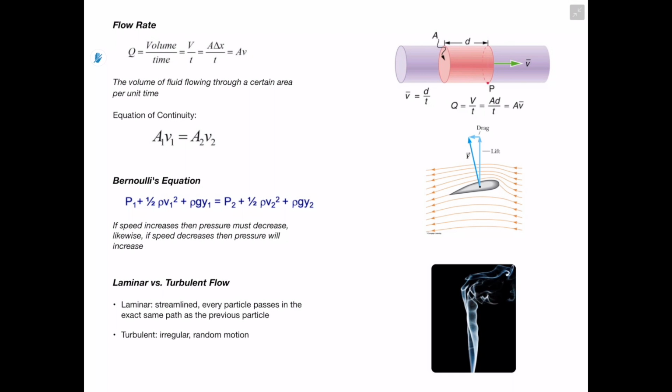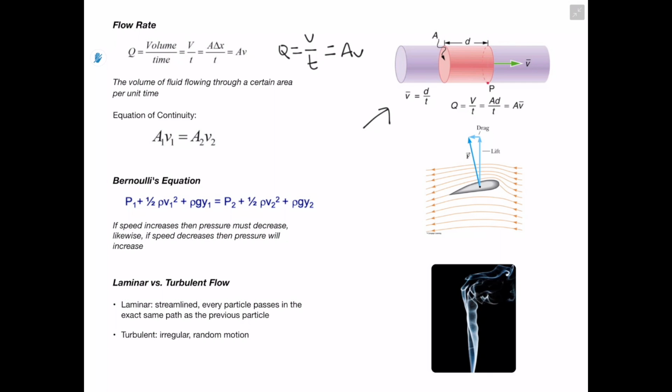All right, next we'll be talking about flow rate, which is going to be denoted as Q, and it's going to be our volume over time. So basically, the volume of fluid flowing through a certain area per unit time. And we can see that in this illustration over here. So flow rate will be equal to our volume over time, or our area times our velocity. And that brings us into our equation of continuity.